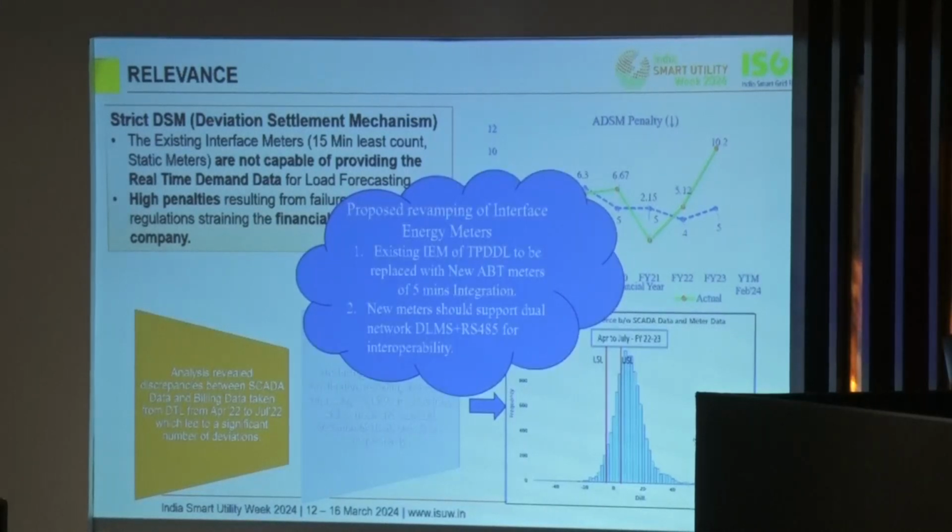So there was an urgent need to revamp this interface energy meters infrastructure, so as to improve our energy accounting and also minimize our DSM penalties. So we took up the challenge to install 197 ABT meters with 5 minutes data integration, and also to have parallel reporting on a dual network, so that the meter can give data on DLMS and also on real-time utility protocols like Modbus RS485, to cater to the issues of interoperability.